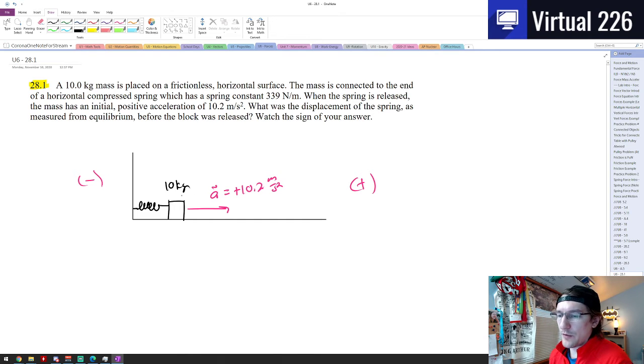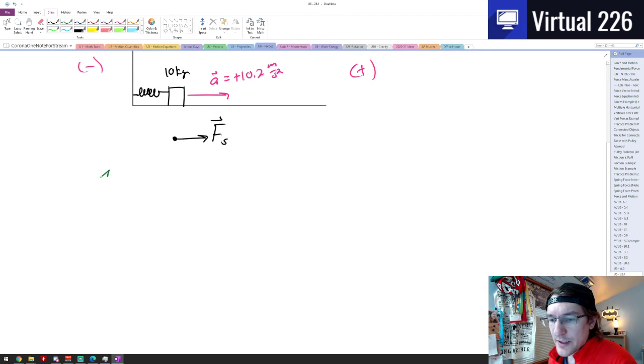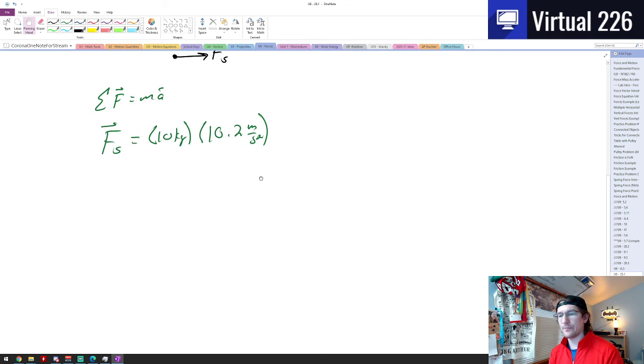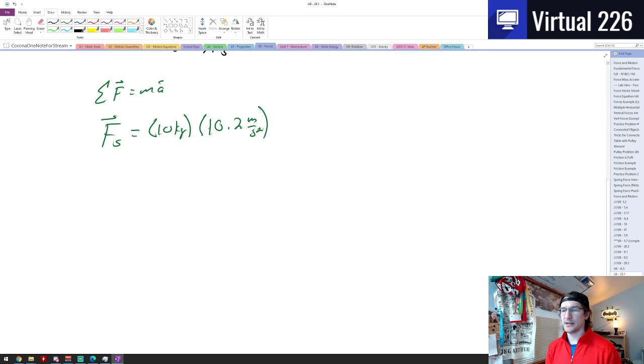Now, if we think about this, what forces are acting on this block? Well, the only force acting here is a spring force to push this out. So if we set up Newton's second law, the sum of the forces equals mass times acceleration, the only force we have is a spring force, and it equals the mass, which was 10 kilograms, times the acceleration, which is a positive 10.2 meters per second squared. So we could quickly say that 10 times 10.2 is 102, and that is the spring force. But that's not what we want.